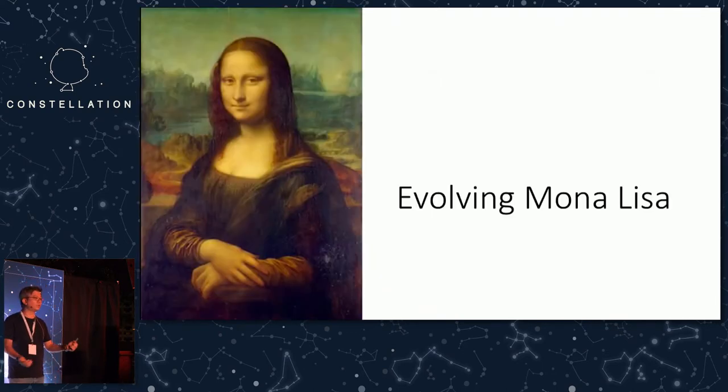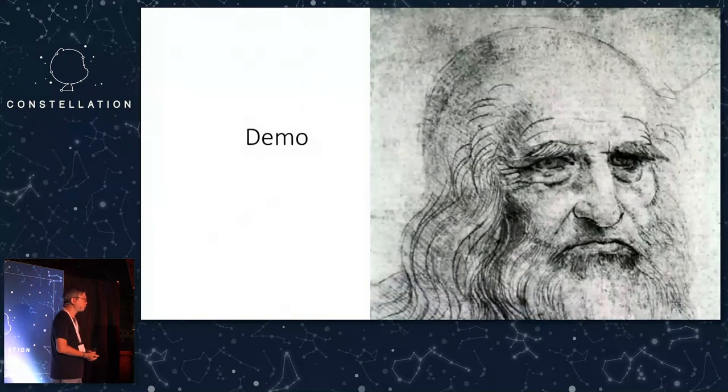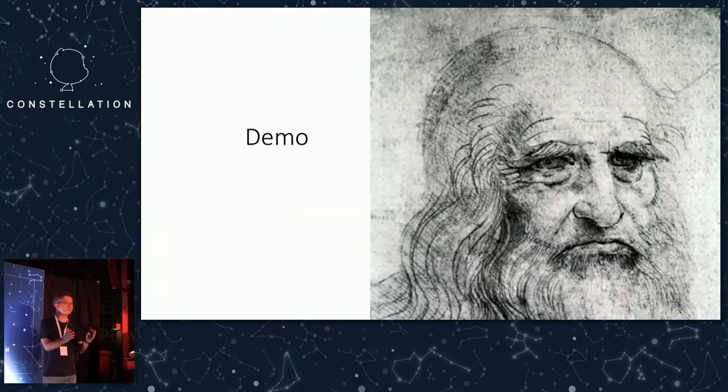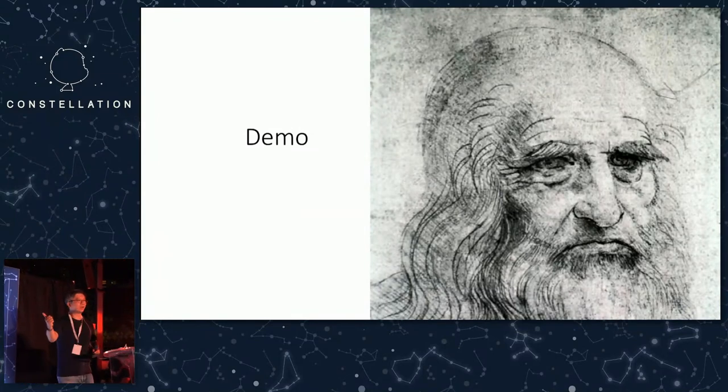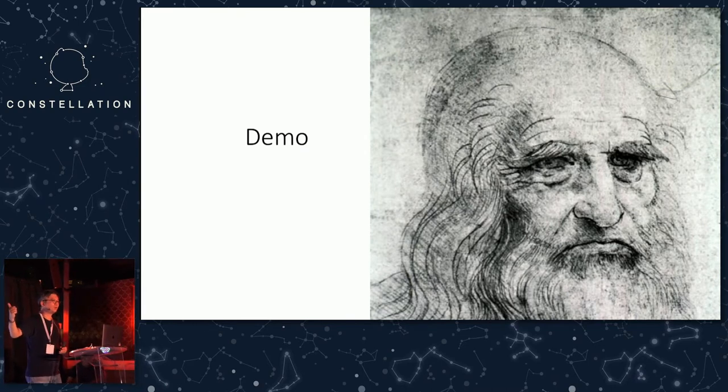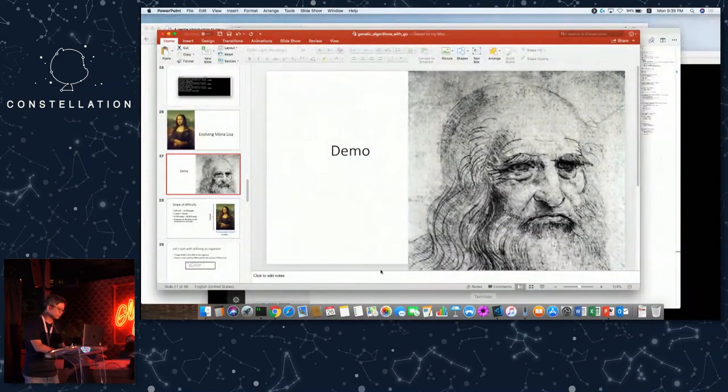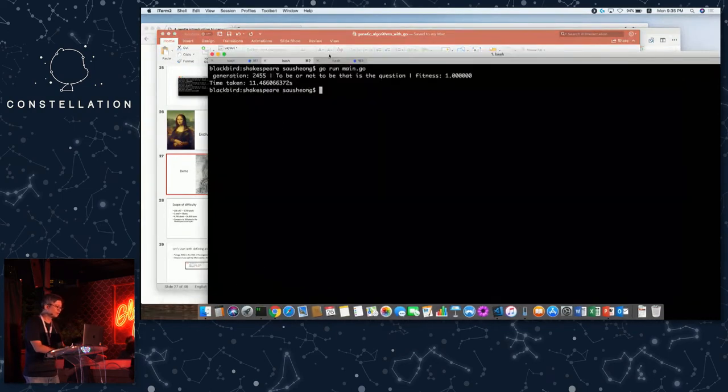All right, so the next thing we want to do is evolve the Mona Lisa. I'm going to do a demo first because it's going to take more than 11 seconds. Who is this guy? Da Vinci, right, great. Thank you. Just want to make sure that you guys are still sober. Okay, I'm going to run the code now.